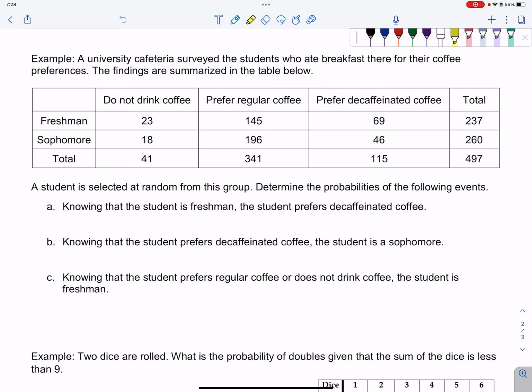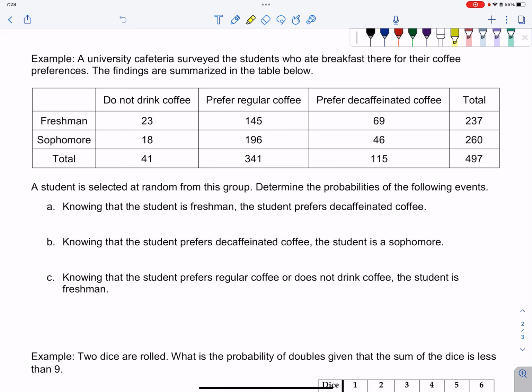So now we're going to work through some examples to find probabilities of conditional events. First we have a table that gives us information about students that ate breakfast at a university, what their coffee preferences were, and whether they were a freshman or a sophomore. And now from this table, we want to find the probability, if a student was selected at random from this group, of 3 different events.